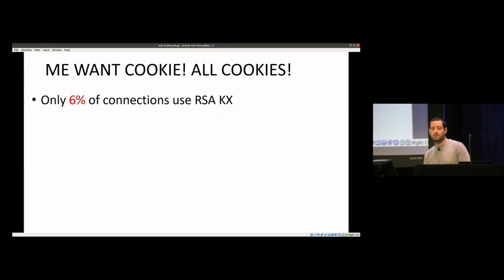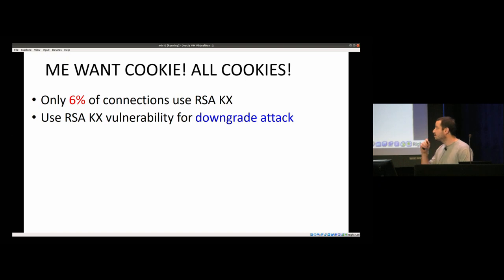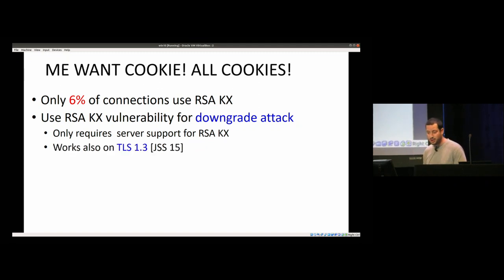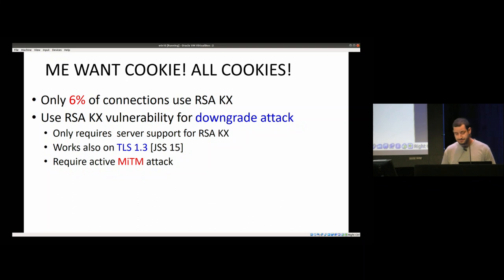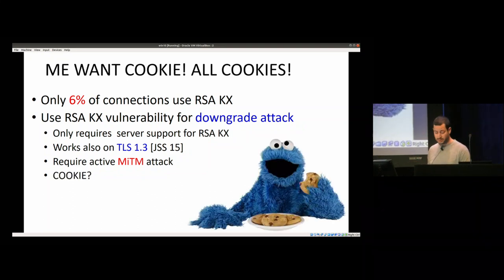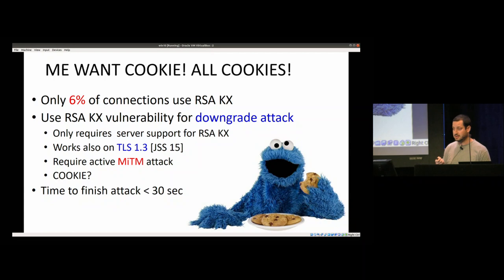Okay, so this is relatively simple, but we are very greedy. As we mentioned before, we don't want to just get 6% of connections, we want to get all of the cookies. And to do this, we exploit this vulnerability for a downgrade attack. And the nice thing is that it only requires the server to support RSA key exchange. It works also on TLS 1.3, on the latest version, and it does require an active man-in-the-middle attack. And the question is, so can we get the cookies? One caveat that we have is that if we want to do a man-in-the-middle downgrade attack, we need to finish this attack in under 30 seconds, because otherwise the TLS handshake is going to time out, and no cookies are going to be sent over there.